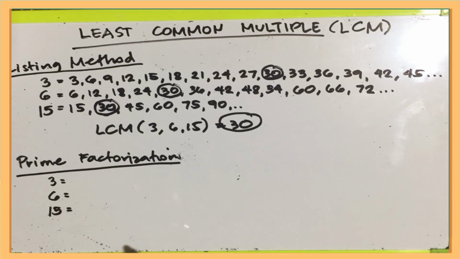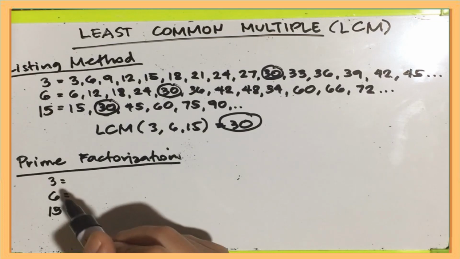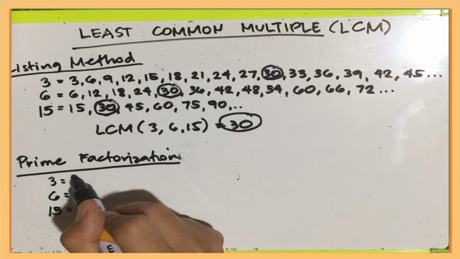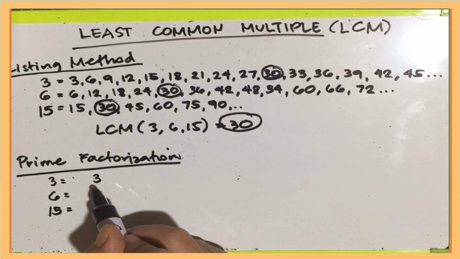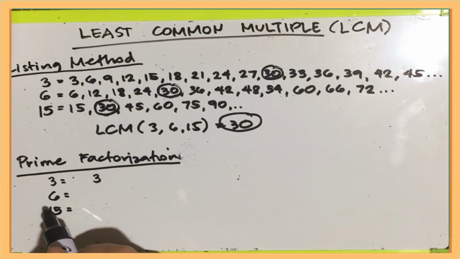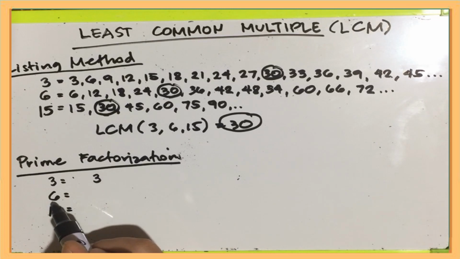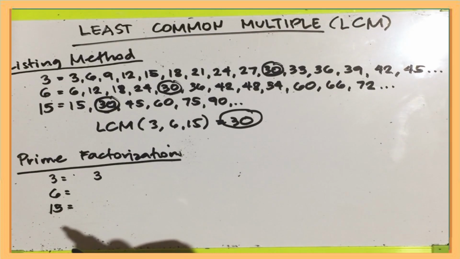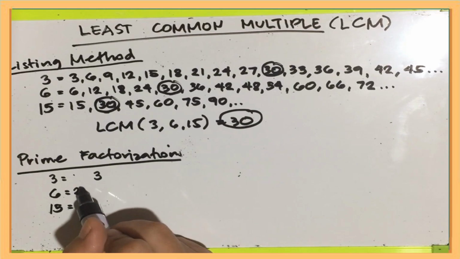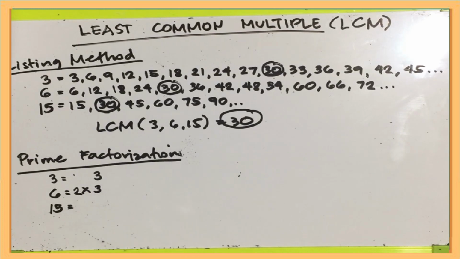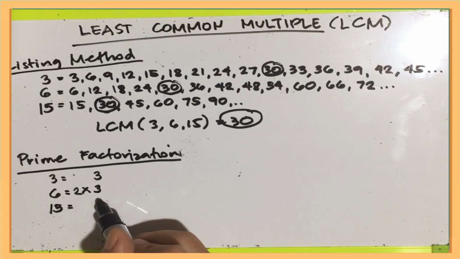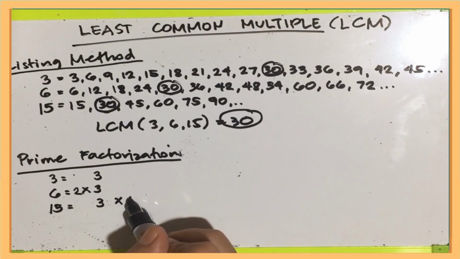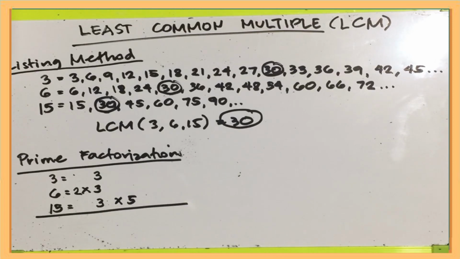So for 3, the prime factor of 3 is 3. I'll put it here. Why did I put the 3 here? Because I saw 6 and I know that the prime factors of 6 are 2 times 3. So that I have a space here for 2. 15, we have 3 times 5.